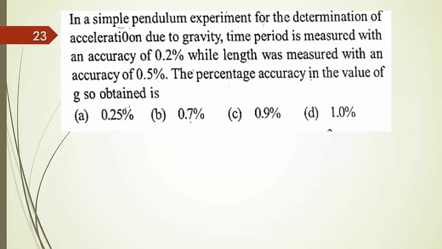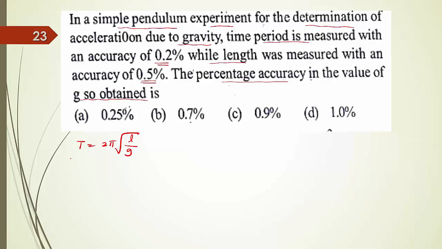23rd question. A simple pendulum experiment for the determination of acceleration due to gravity. Time period is measured with an accuracy of 0.2% while length was measured with an accuracy of 0.5%. The percentage accuracy in the value of g so obtained is. See here, in a simple pendulum experiment, we have the equation for time period T equal to 2 pi root of L divided by g.